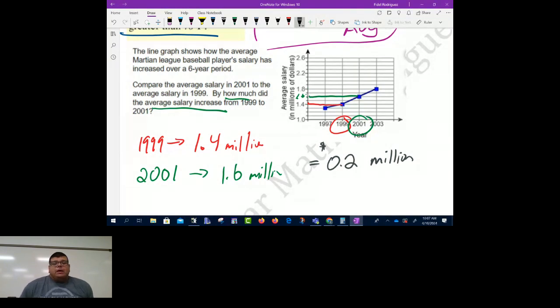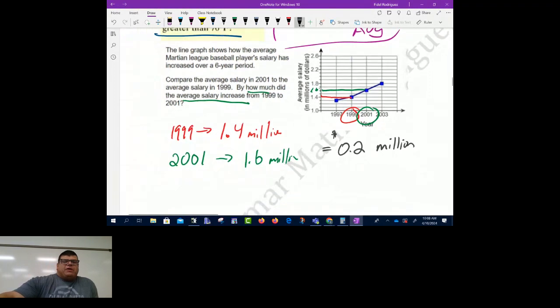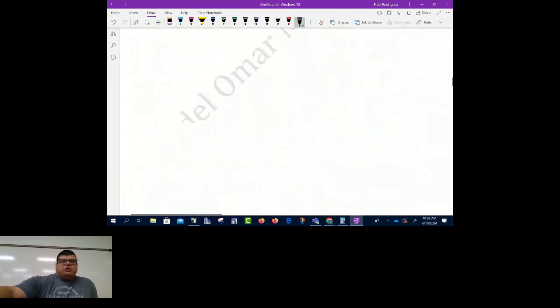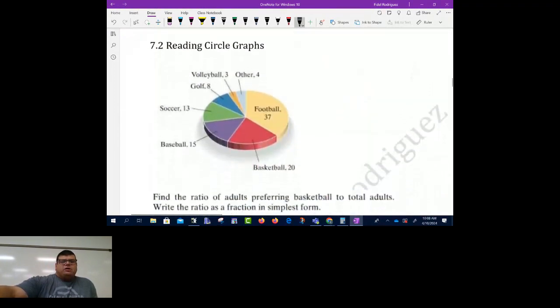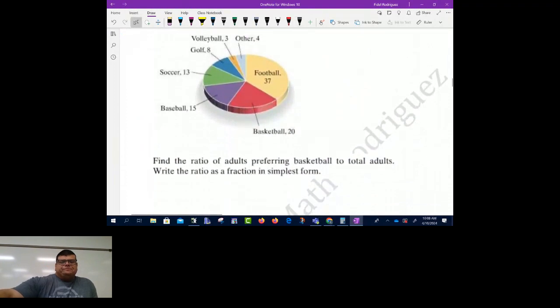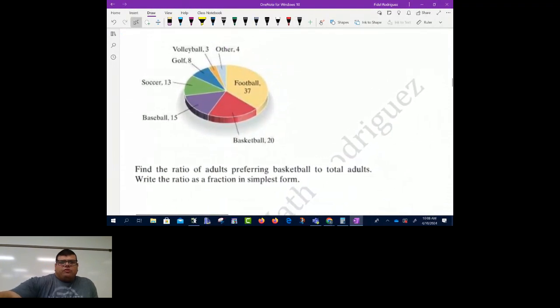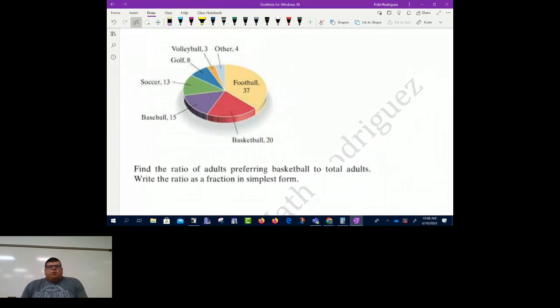Okay. All right. So, y'all, this was the last question regarding line graphs. So we just have a little bit about pie graphs or circle graphs, and then we can go on to the next part. Okay. So look, y'all, reading circle graphs. Okay. So here, y'all, it says we have this pie chart, and we have people who like either football, basketball, baseball, so on and so forth. And it says find the ratio of adults preferring basketball to the total adults, and then can we write that fraction in simplest form?